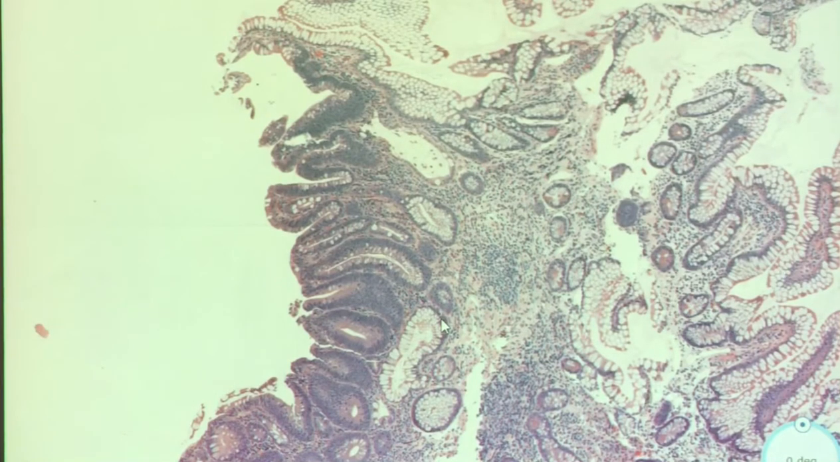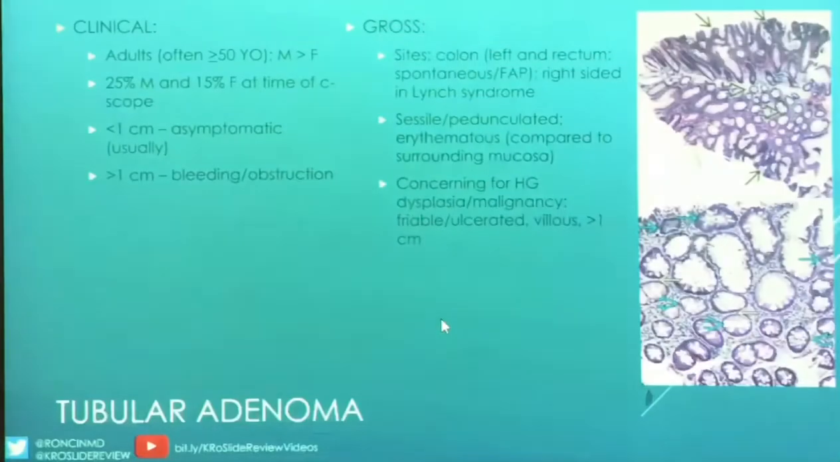Hey, for putting this together in like 3.5, 4 hours, I'm doing good. So, all right. But yes, this is a tubular adenoma. So again, adults older than 50, males more than females. A little different from what we've seen in other things. 25% of males and 15% of females will have these at the time of their colonoscopy, which will occur hopefully when they're 50 years old, but there's plenty of people that delay colonoscopies until something else happens.